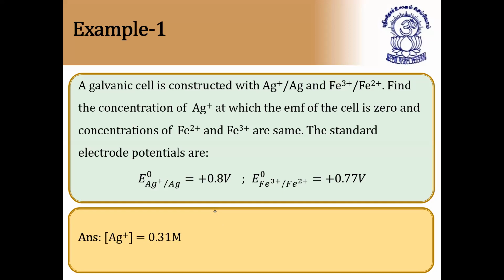By substituting that, they have given that the EMF of the cell is 0. So total E is equal to 0 by constructing these two. By joining these two cells, the EMF of the cell becomes 0. Then what is the concentration of silver ion? Taking that into consideration, we have found the answer. I hope it is clear. Next.